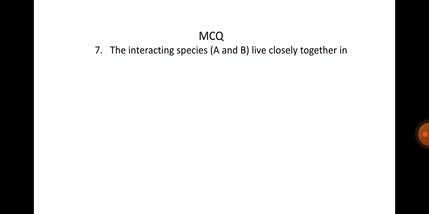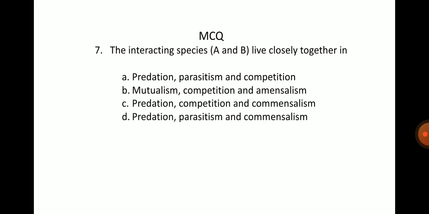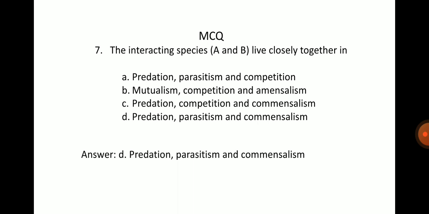The seventh question. The interacting species A and B live closely together in. Options are A, predation, parasitism, and competition. B is mutualism, competition, and amensalism. C is predation, competition, and commensalism, and D being predation, parasitism, and commensalism. The answer is option D, that is predation, parasitism, and commensalism.